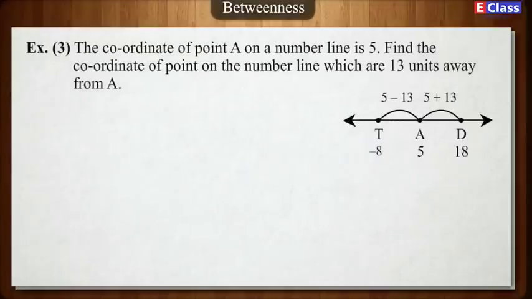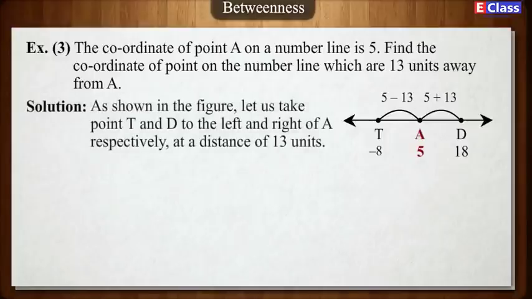Example 3. The coordinate of point A on a number line is 5. Find the coordinate of points on the number line which are 13 units away from A. Solution: as shown in the figure, let us take points T and D to the left and right of A respectively at a distance of 13 units.